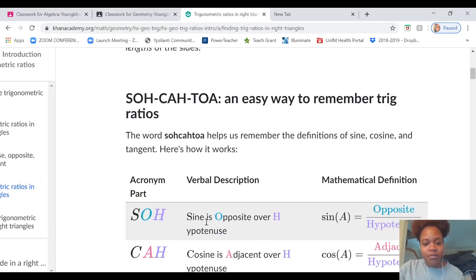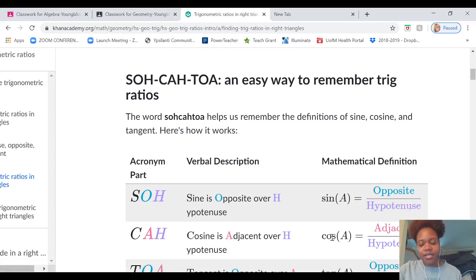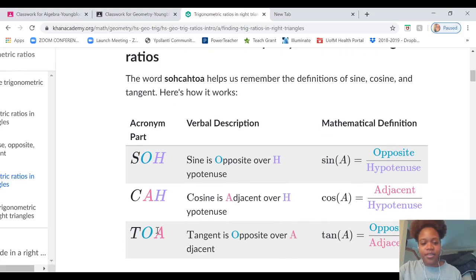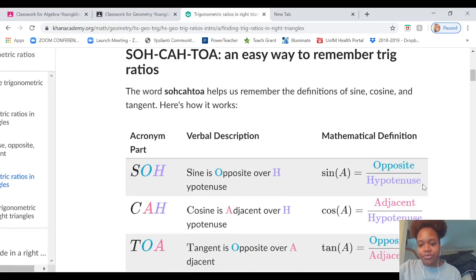So SOH means that the sine equals the opposite over the hypotenuse. The CAH means that the cosine equals the adjacent over the hypotenuse. And the TOA means that the tangent equals the opposite over the adjacent. So again, it's just something we use to help us remember these ratios.